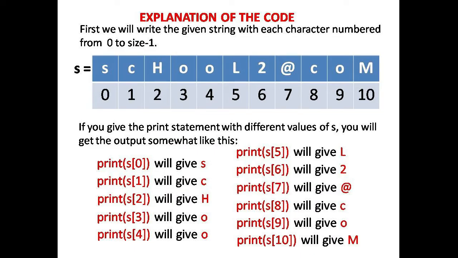So you can see that the string is sliced and it is numbered from 0 to size minus 1. To understand the concept of slicing in a better way, you can see the print statements that I have given. Individually, when you give the print statements, individual characters will be printed and every character is numbered with the name of the string, like s0, s1, s2 and so on.